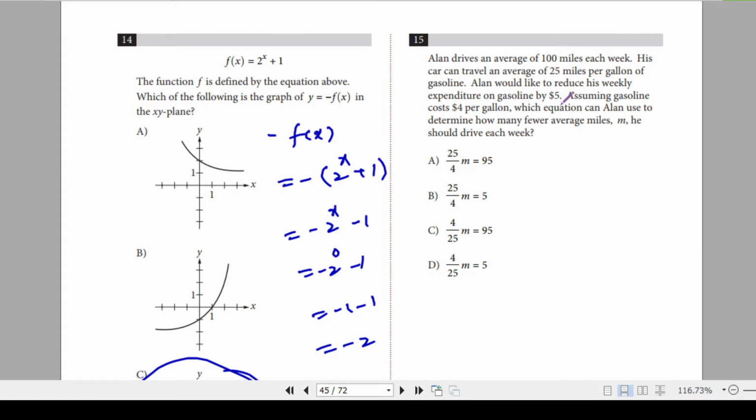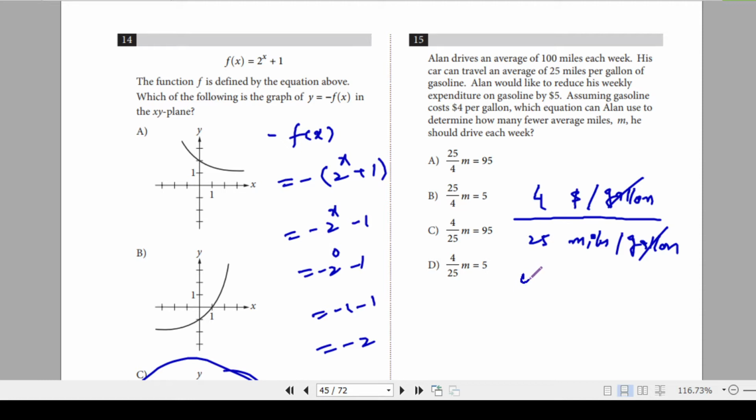Okay. So the question says this is the cost per gallon. So we have 4 as dollars per gallon. And we have this 25 miles per gallon. What if I divide them? What will I have? This gallon and gallon are cancelled. I have dollars per mile. So this 4 over 25 is the cost in dollars per mile.